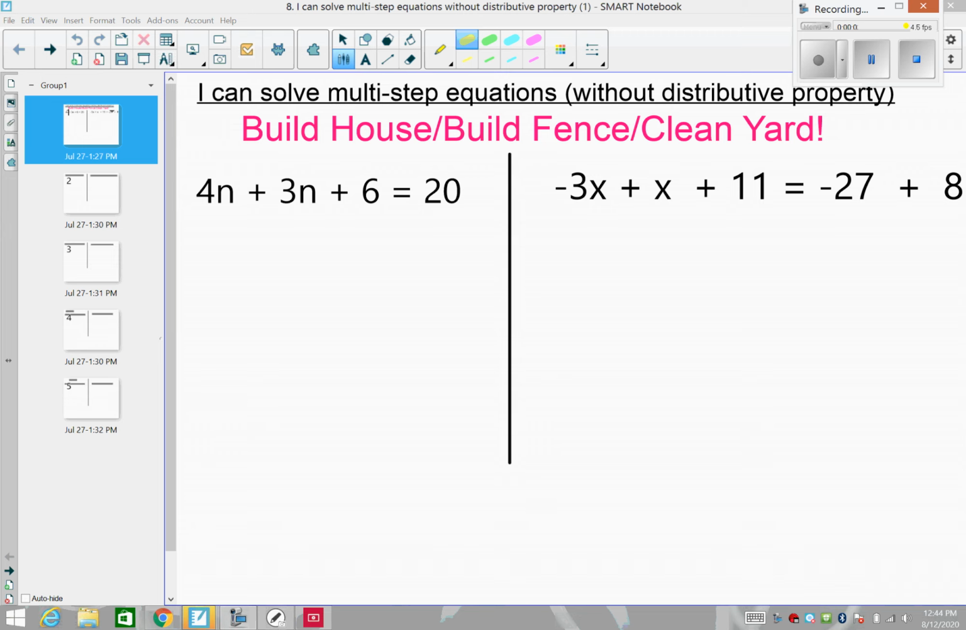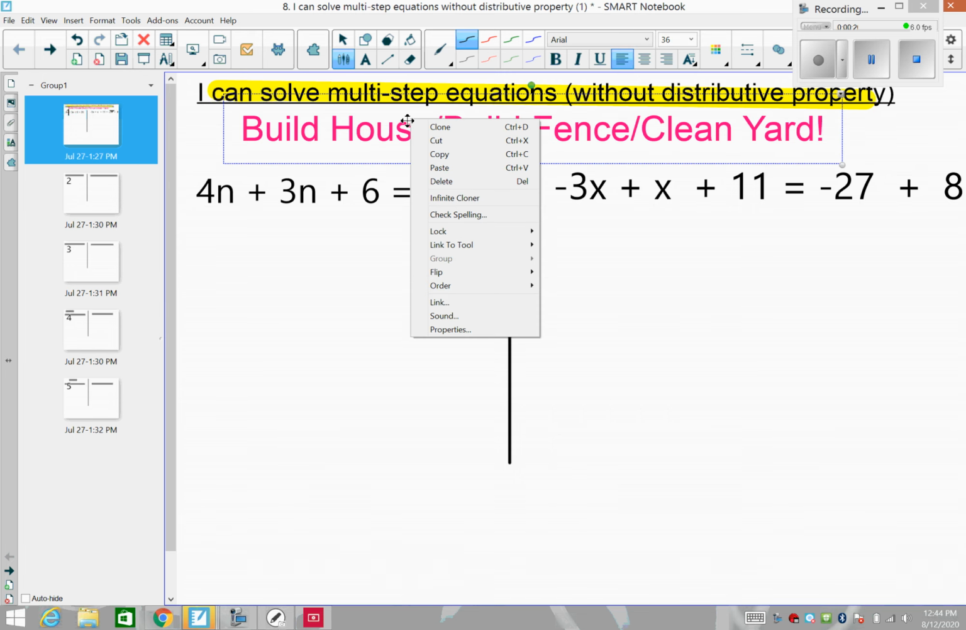Hey, math friends. So our learning target today is I can solve multiple step equations without the distributive property. So we won't have distributive property in our work today. How do we solve multi-step equations when there's a variety of things going on in the problem? So we're going to still use the idea of build house, build fence, clean yard, clean yard.